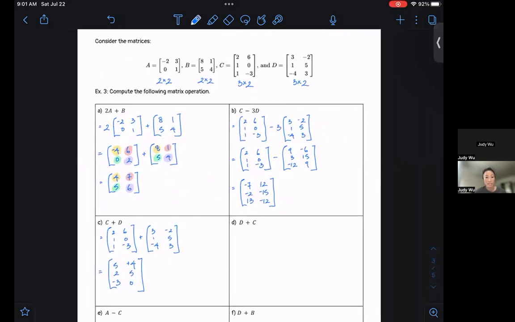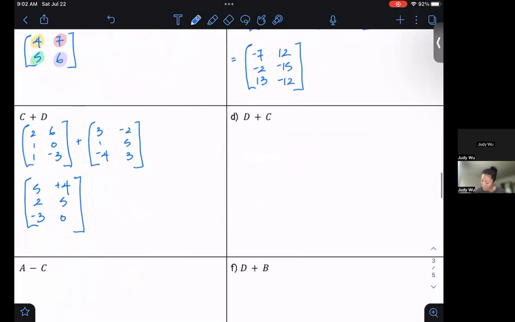So part D says D plus C. So instead of C plus D, I have D plus C. So I wonder, before we do D, what are your thoughts? Do you think that we're going to get the same answer that we got in part C? Okay, so do a little silent prediction to yourself. Do you think we're going to get the same order or not?